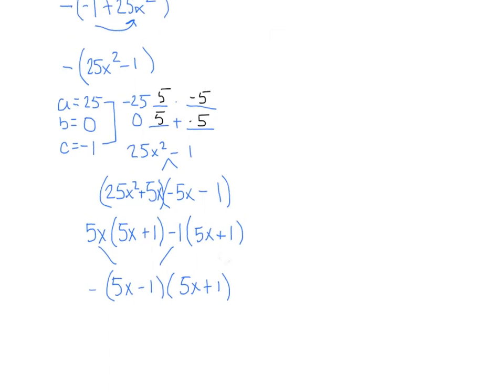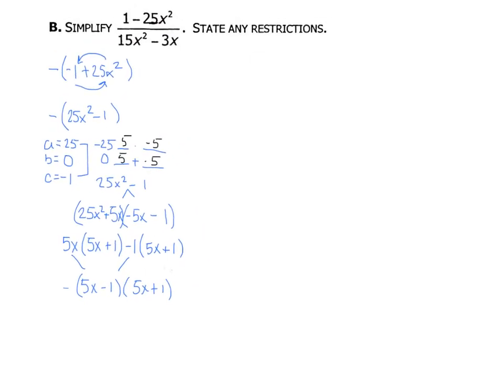So let's zoom out here so we can see everything. So that's the top. So on the top, we'll do this in black. The top is negative 5x minus 1, and then 5x plus 1.